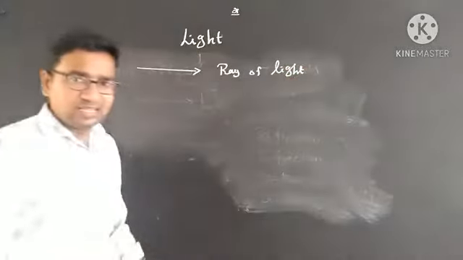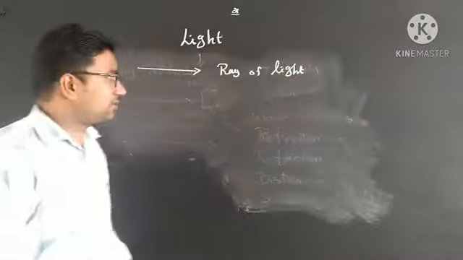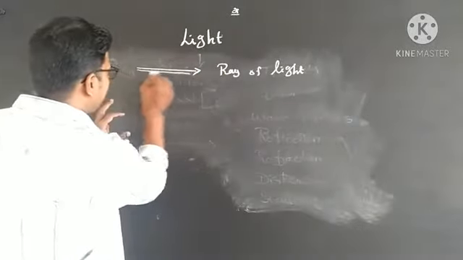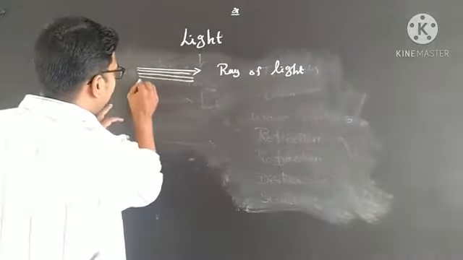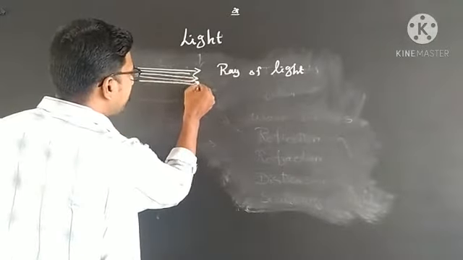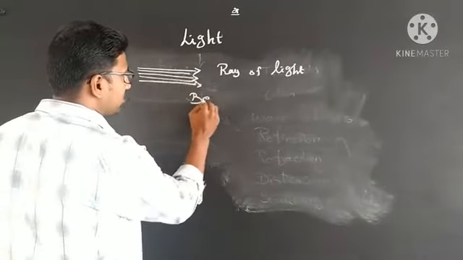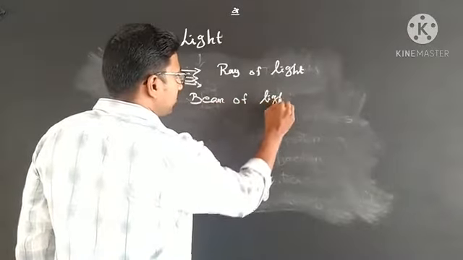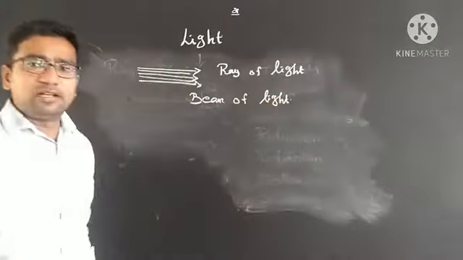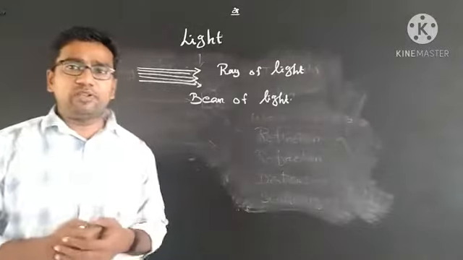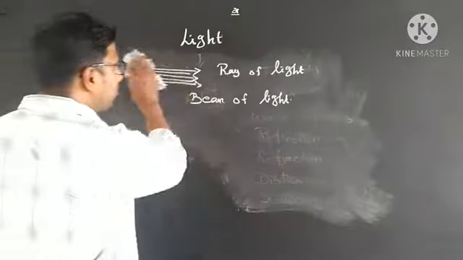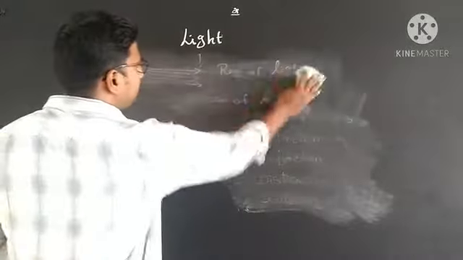If suppose there are bunches of light rays, it consists of a number of light rays. It's called a beam of light. So, let me discuss one by one the phenomena of light. First, we will discuss reflection of light.